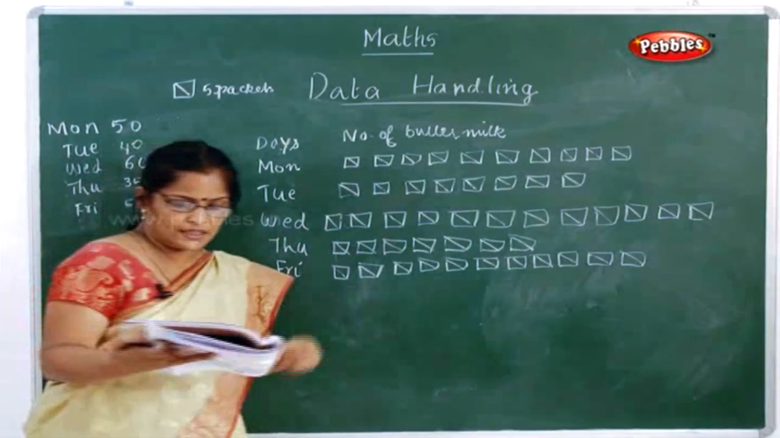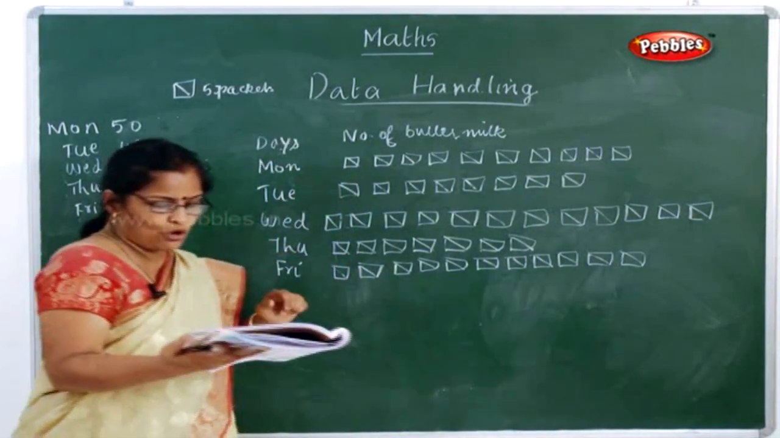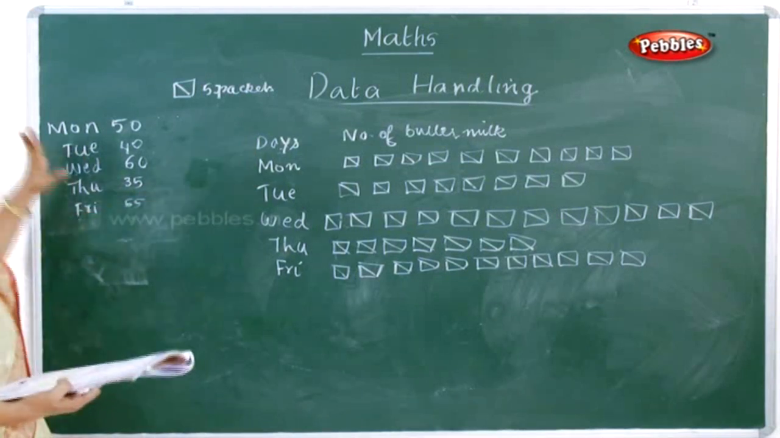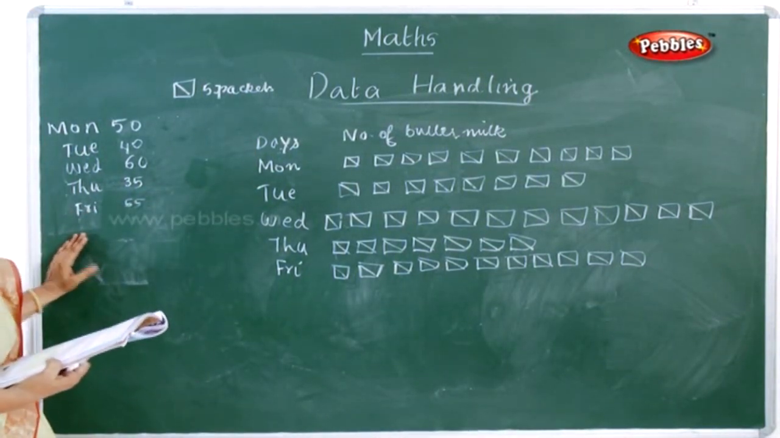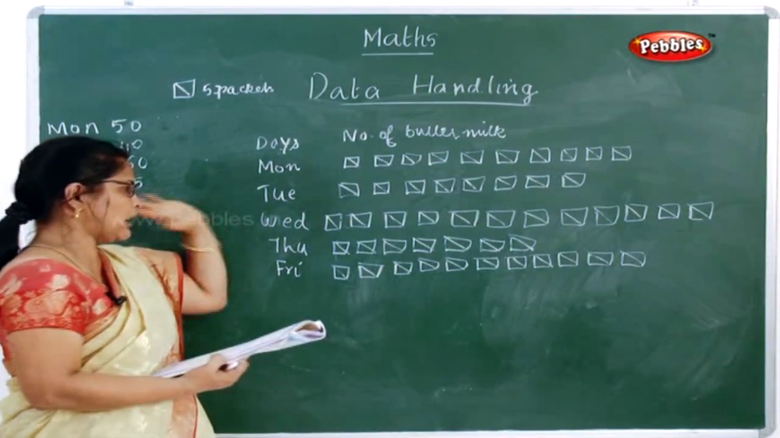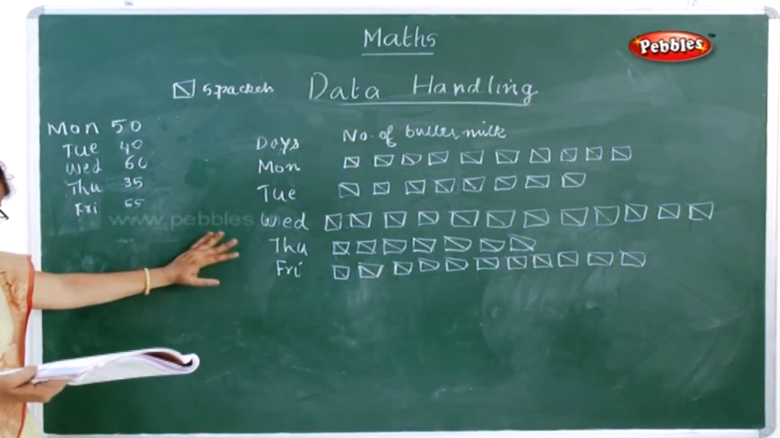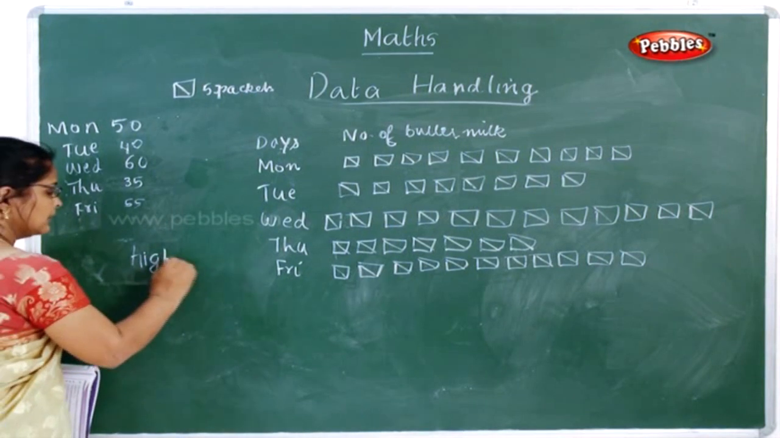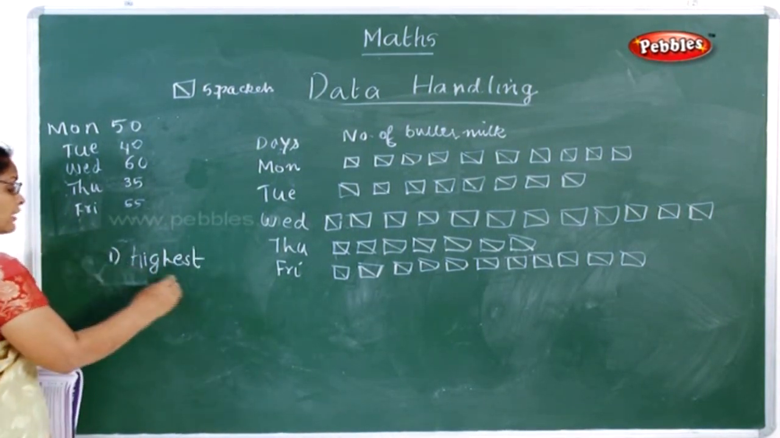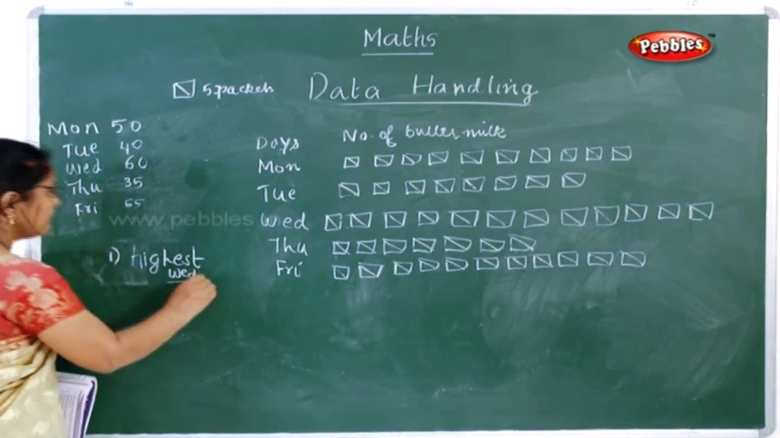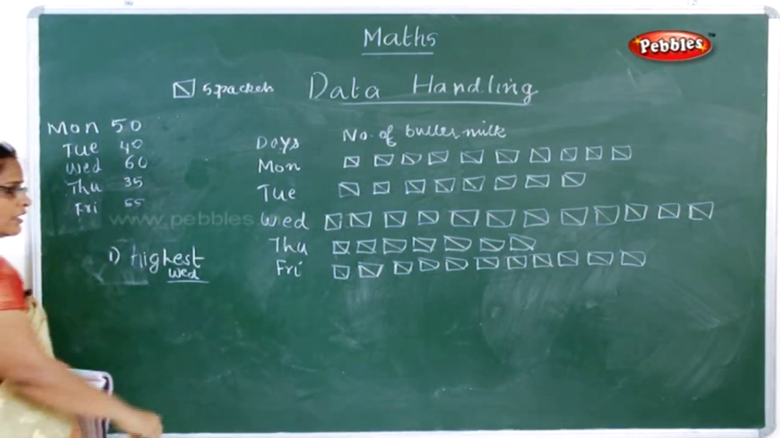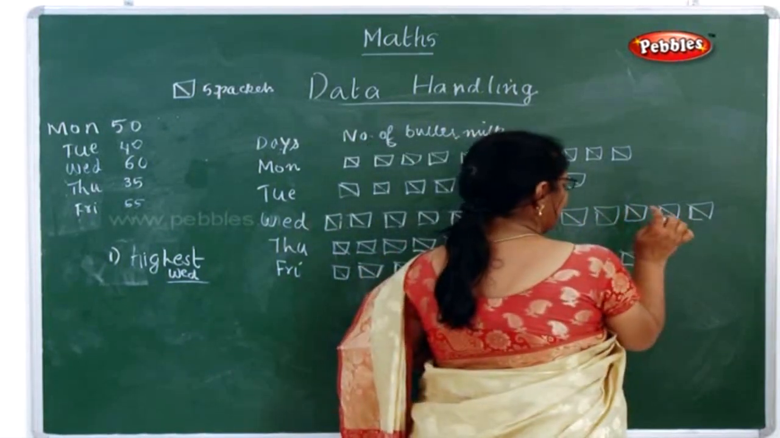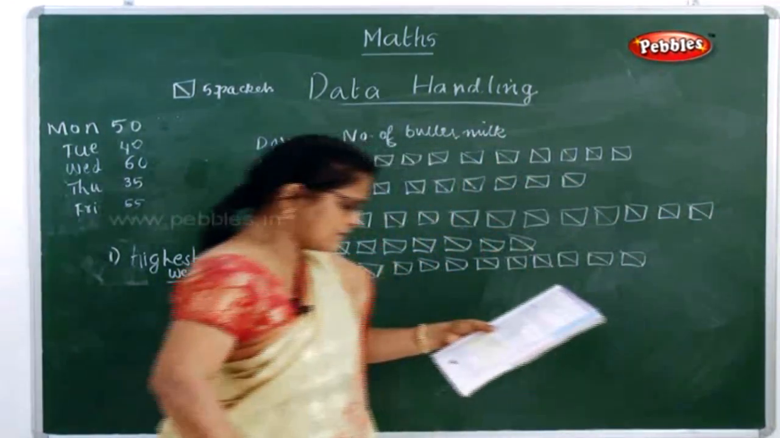Now, what is the question they have given? On which day was the sale the highest? From this pictograph you can find it. Now, tell me, which day was the highest sale? It was on Wednesday, because on Wednesday it was 60. I told you, 5, 10, 15, 20, 25, 30, 35, 40, 45, 50, 55, 60. That's how you have to do it.